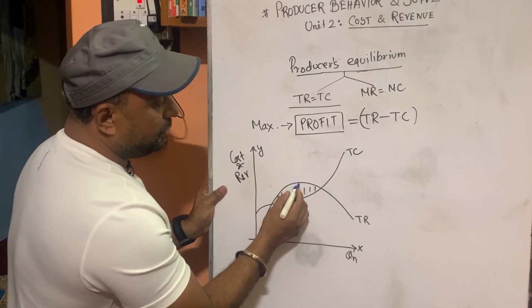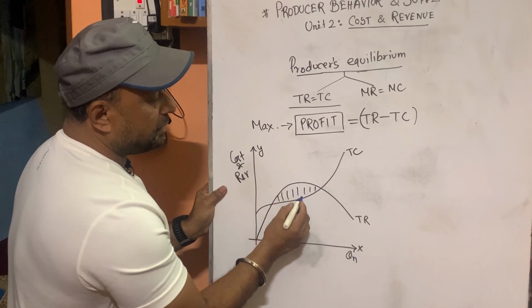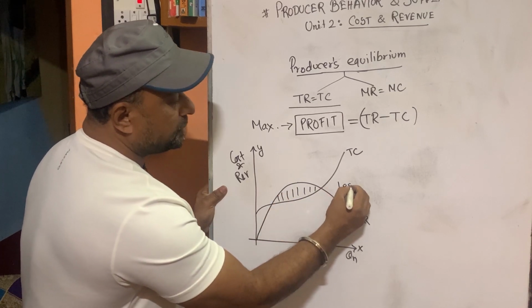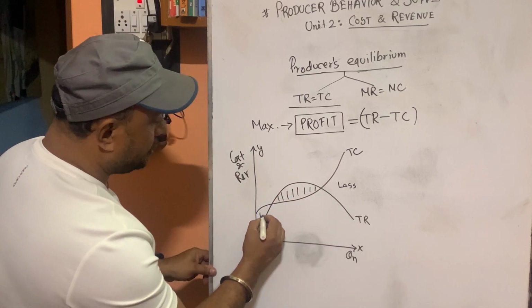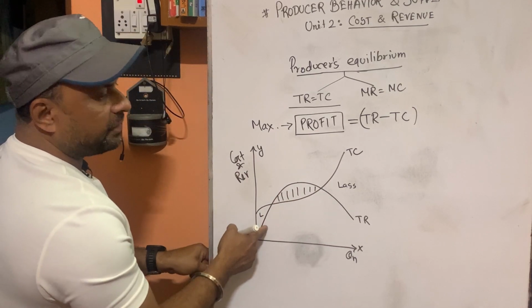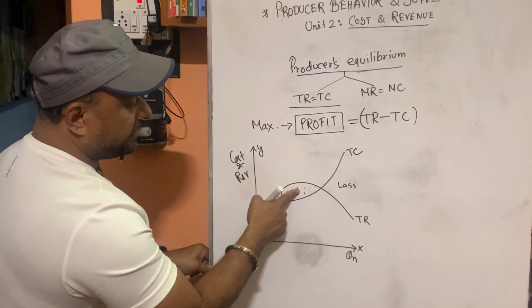Here, total revenue is more, total cost is less. So, this is our profit area, and this area is loss, because here cost is more, revenue is less, and this area also is loss, because cost is more, revenue is less. So, this is our profit area.